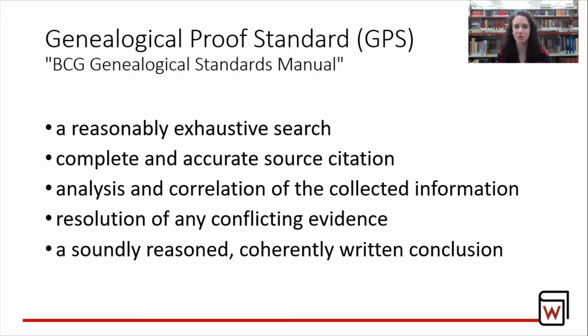You want to analyze the information you've collected because you will find conflicting information in your research. Maybe one source has a different year of birth than another source. And so you want to resolve that conflicting information. Sometimes it may be difficult to do. So if you do have conflicting information that you aren't able to resolve, let your reader know that it's controversial when exactly someone was born and that there's two different possibilities for that birth date.